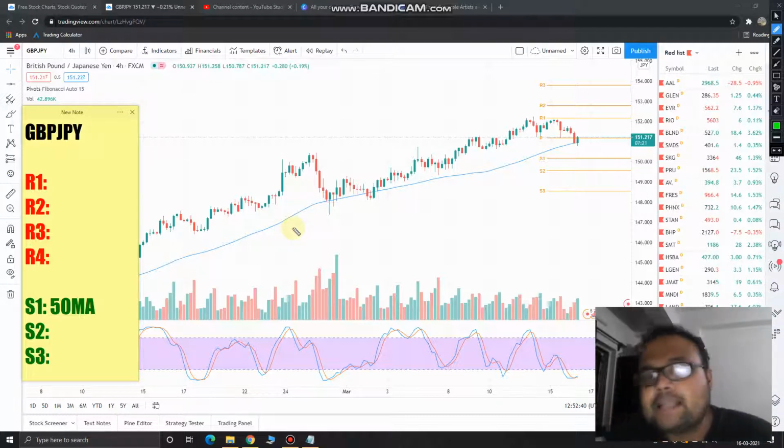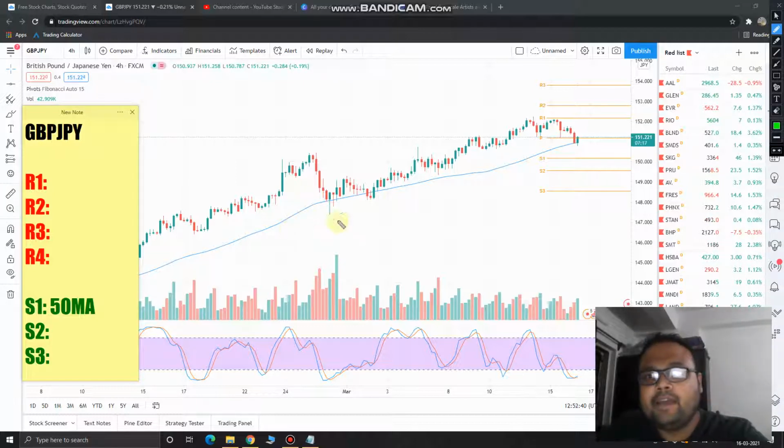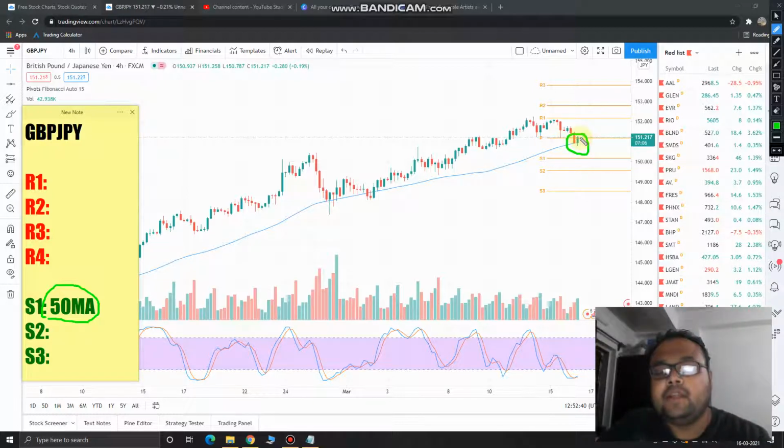Okay, and here we can see that the support is the 50 moving average. You can see here in the S1 section I have mentioned 50 MA. Okay, and right now market is just taking support at the 50 MA. If you zoom in, you can see that market is also getting a small price rejection from below.